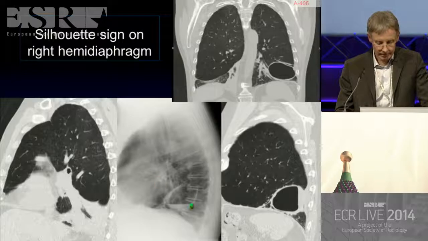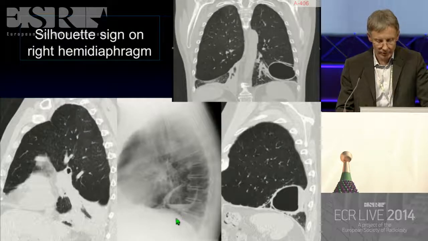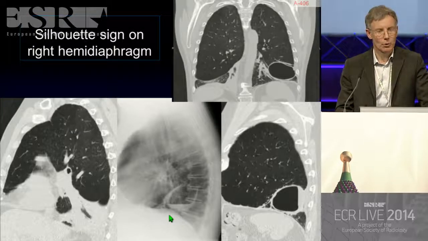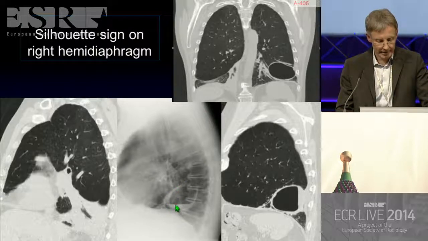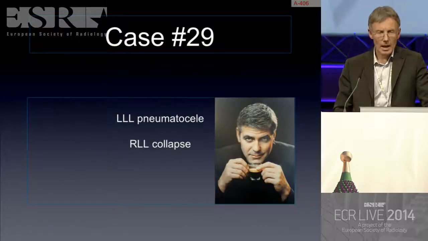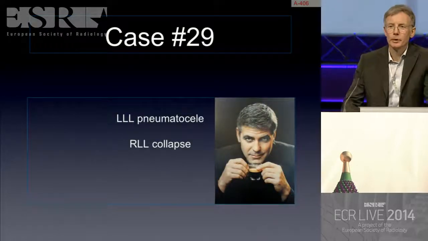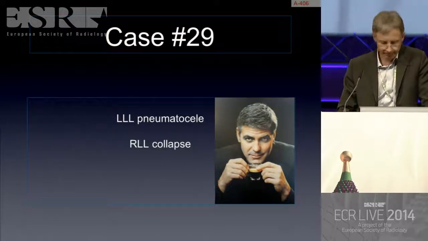a very important sign, there is only one hemidiaphragm. There should always be two hemidiaphragms on the lateral view. If one is missing, then you try to work out which one is missing. On this side, you have, this is the left, distinct from the pneumatocele here, and on the right-hand side, due to the consolidation, the hemidiaphragm is lost. So left pneumatocele, but remember George, and don't miss the right lower lobe collapse.